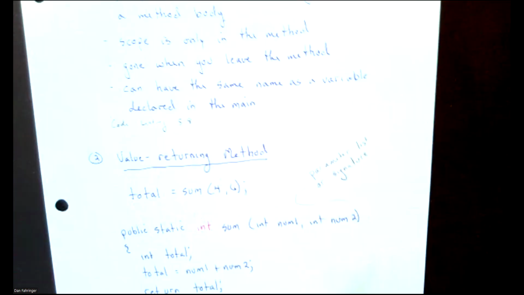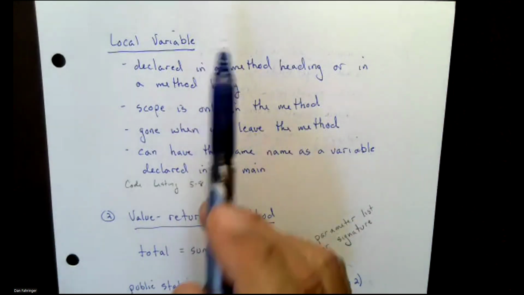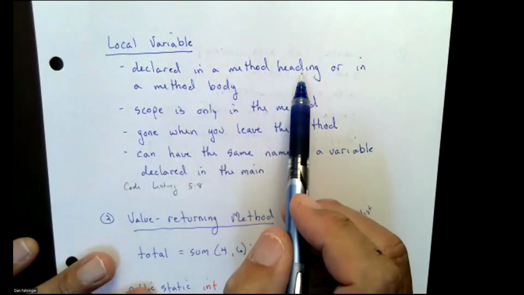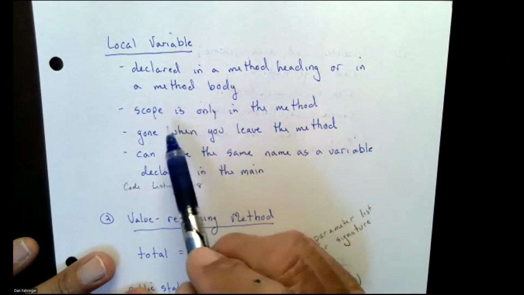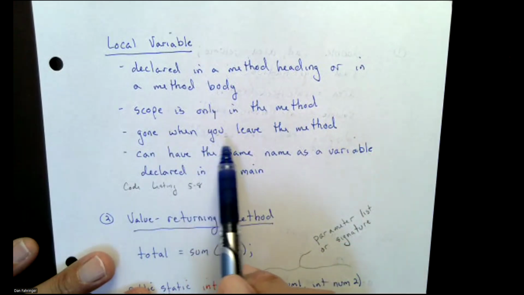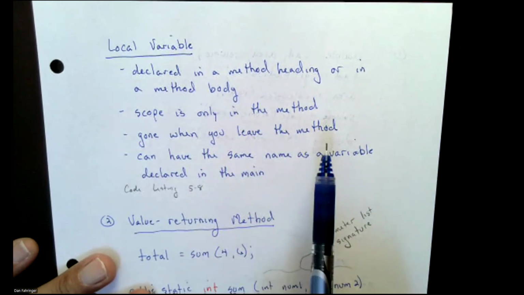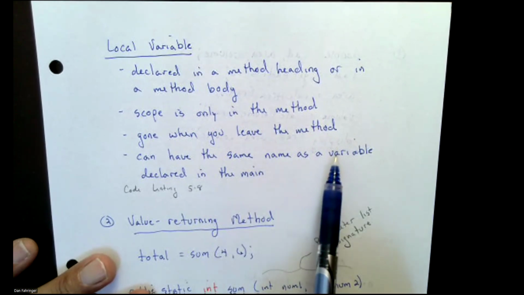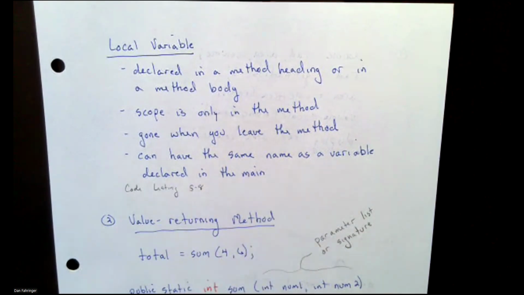Okay, some notes about the local variables. I put it all in the notes to make it a little more condensed. But when it comes to local variables declared in a method heading or in the body, we saw that a moment ago, the scope is only in the method. They're gone when the memory is freed up, forgotten all about it. They can have the same name as a variable declared in the main.